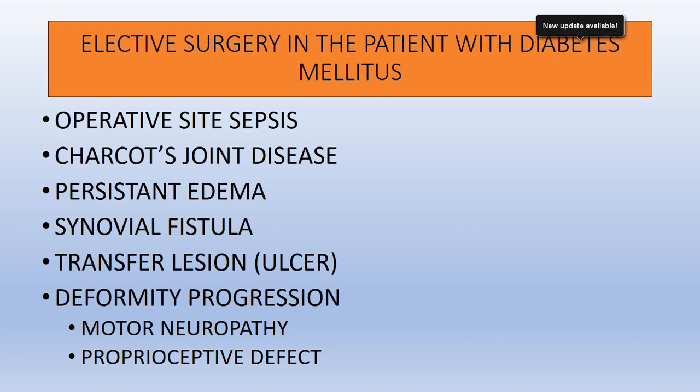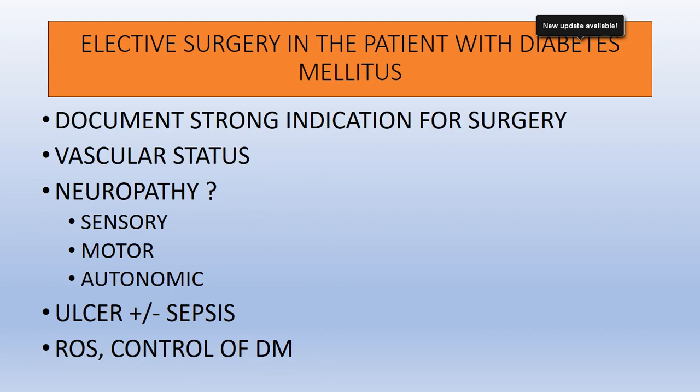We know, of course, that there are potential complications in treating the diabetic patients surgically, and we want to follow some good protocols in terms of a reasonable hemoglobin A1C, assessing their vascular status, and generally checking on them systemically. But even so, we know that there are some complications that can occur more frequently in the patient with diabetes. So it's recommended that you document a strong indication for surgery.